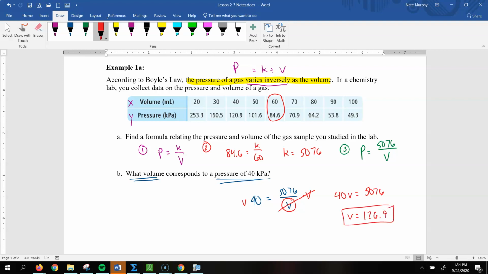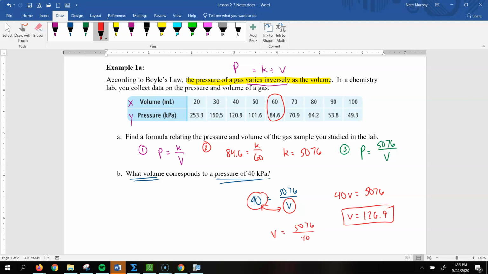Now, there is a shortcut. Out of anything, there's only one shortcut that we could do. If you don't feel like you can remember this shortcut, don't do it. But anytime we have a variable in the denominator and something over here, if we just switch those two around, we would take 5,076 divided by 40. So that's the only thing that we could do. We could switch those values to say 5,076 divided by 40.